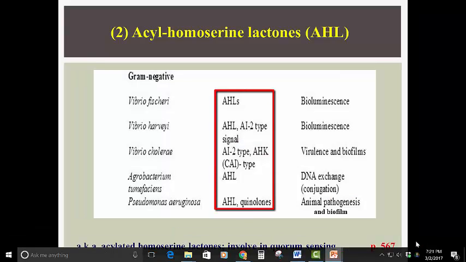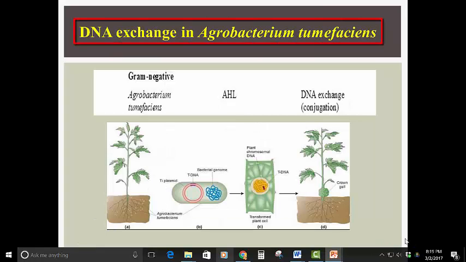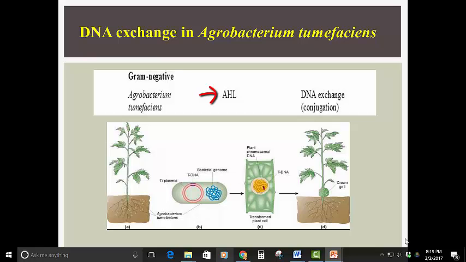Acyl homoserine lactones are a class of signaling molecules involved in bacterial quorum sensing. They were first discovered as signaling molecules in several marine Vibrio species and are produced by other gram-negative bacteria such as Agrobacterium tumefaciens and Pseudomonas aeruginosa. They regulate cellular processes such as bioluminescence, virulence, DNA exchange, pathogenesis, and biofilm formation. DNA exchange in Agrobacterium tumefaciens utilizes acyl homoserine lactones as signaling molecules.